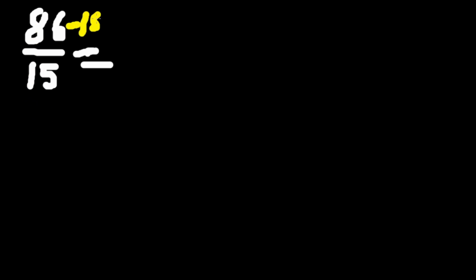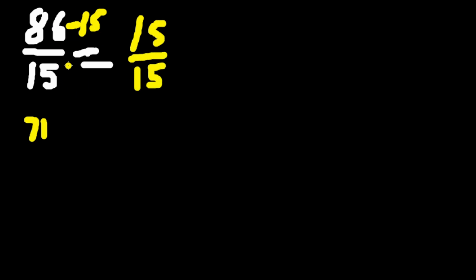Our original answer from the last example was 86 over 15. So how do we turn that into a mixed equation? Well, what I like to do is minus 15 from 86 over and over again. 86 minus 15 is, well, I'm good at math, so that would be 71. And we can list our 15 over 15 again. Remember that we're subtracting the denominator's amount, and you'll see later on why we do this.